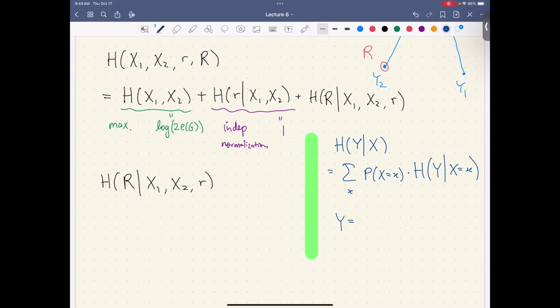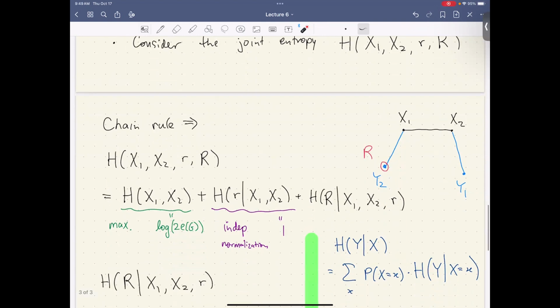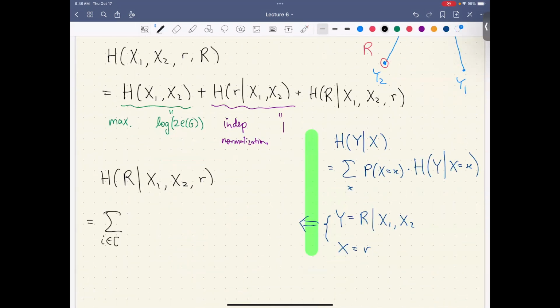So the conditional entropy equals the sum over all instances of little x, the probability that x equals little x, times the entropy of this random variable, the marginal of y when x equals little x. This is the definition. So now we're going to let y be this guy, and x be the little r. So this equals the sum over the range of little r, which is either 1 or 2, of the sum over i of the probability that little r equals i times the entropy of y, where y is capital R, conditioned on x1, x2, and little r equals i.